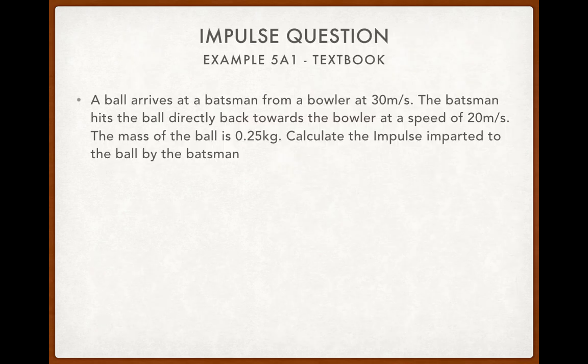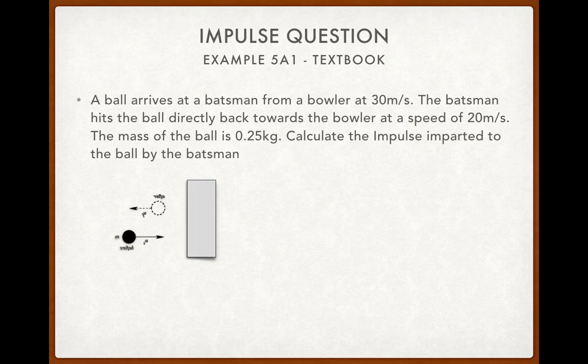Okay, let's have a look at a question. A ball arrives at a batsman from a bowler at 30 metres per second. The batsman hits the ball directly back towards the bowler at 20 metres per second. So we have a one-dimensional system. It's just left and right as far as I'm concerned. The mass of the ball is 0.25 kgs. Calculate the impulse imparted to the batsman by the ball.